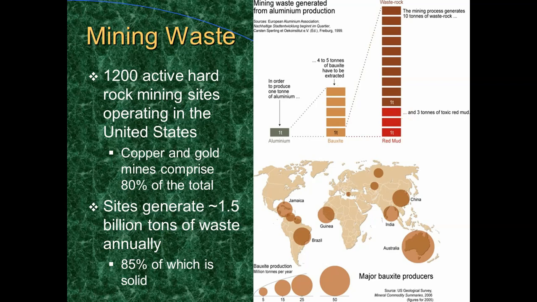Now that's aluminum. A lot of the precious metals, it's even worse. If you look at gold, for instance, I've seen numbers as high as 1 ton of gold producing anywhere between 25 and 30 tons of waste.